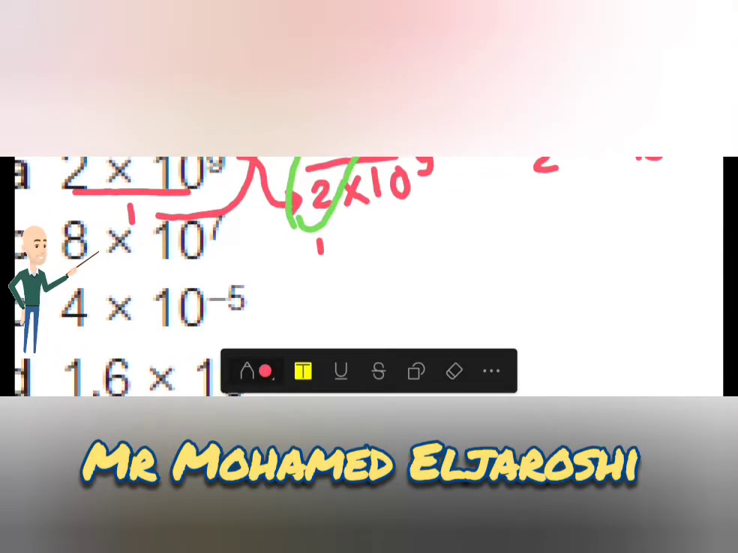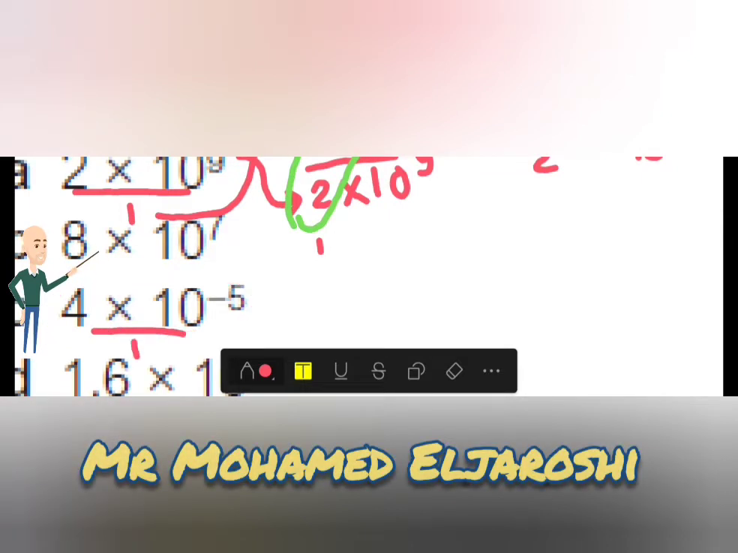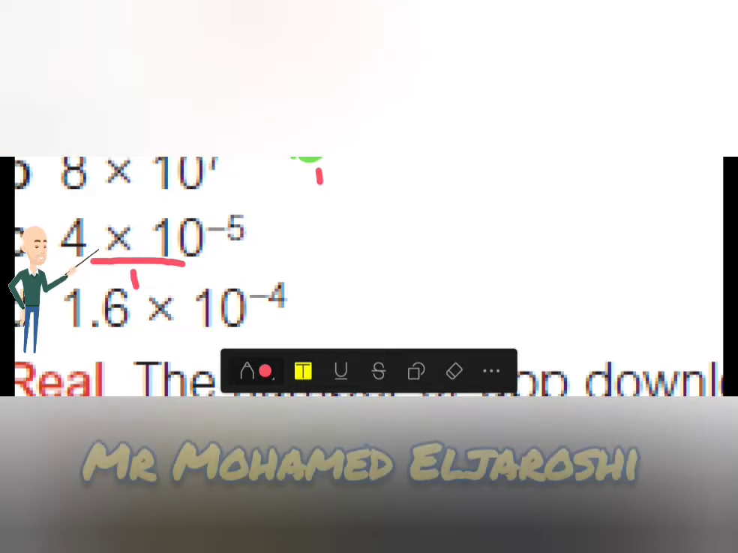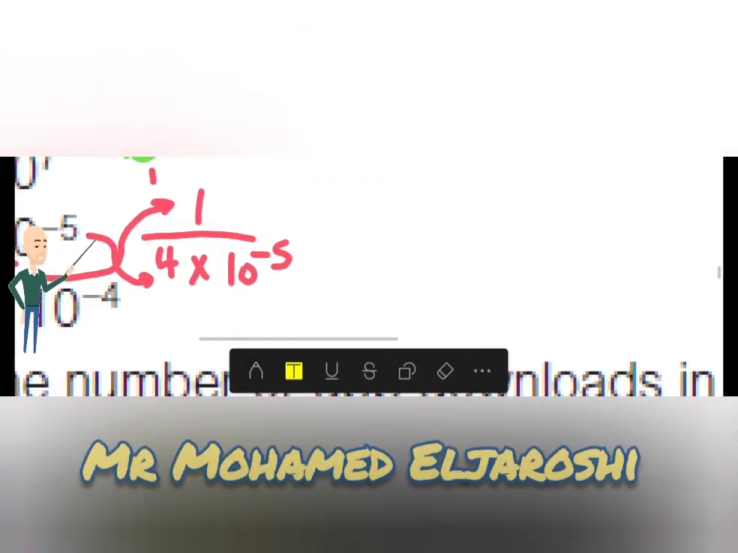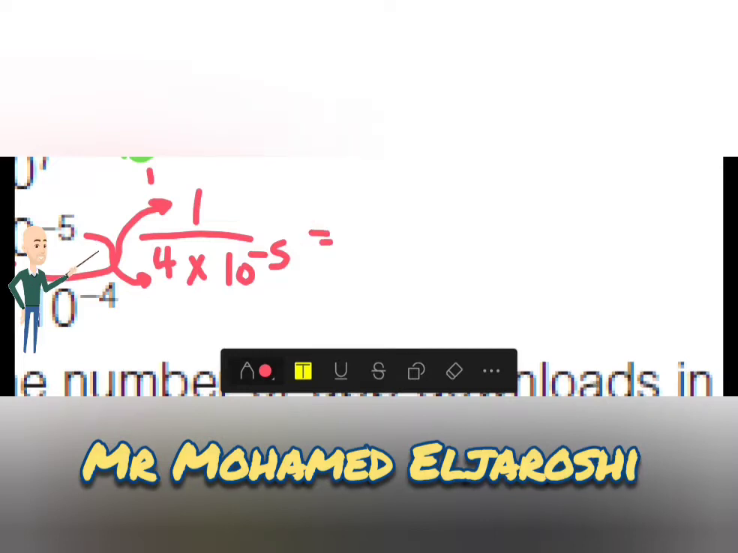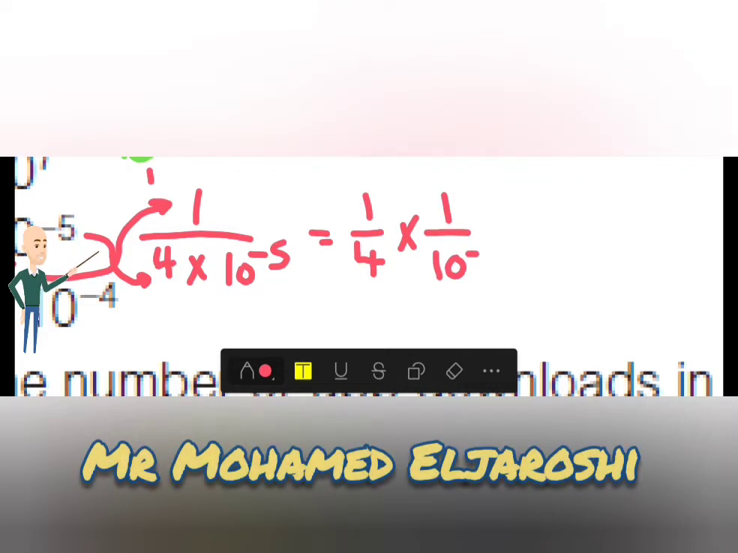In question C, I have 4 multiplied by 10 power of negative 5. Same idea. I'm going to say it's over 1, and then I'm going to find the reciprocal by putting 1 on top, and 4 times 10 power of negative 5 in the bottom, okay? And then same idea here. I'm going to say this means what? 1 over 4 multiplied by 1 over 10 power of negative 5.